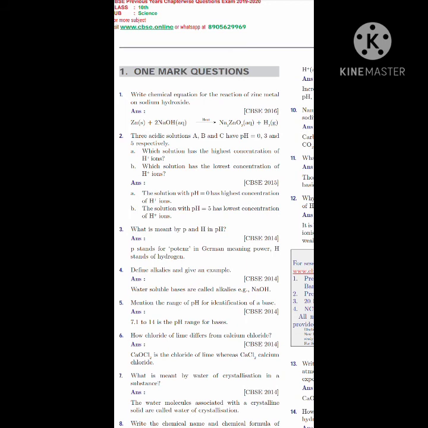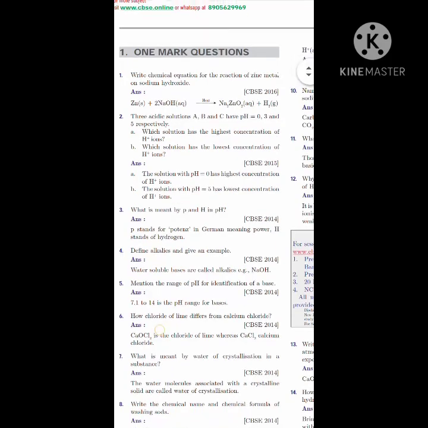That means the lower the pH value, the higher will be the dissociation. I have taught this to you, right? So which solution has the lowest concentration? The higher the pH value, the lower will be the concentration. pH is inversely proportional to the concentration. So the answer is: the solution with pH 0 has the highest concentration of H plus ions and the solution with pH of 5 has the lowest concentration of H plus ions.